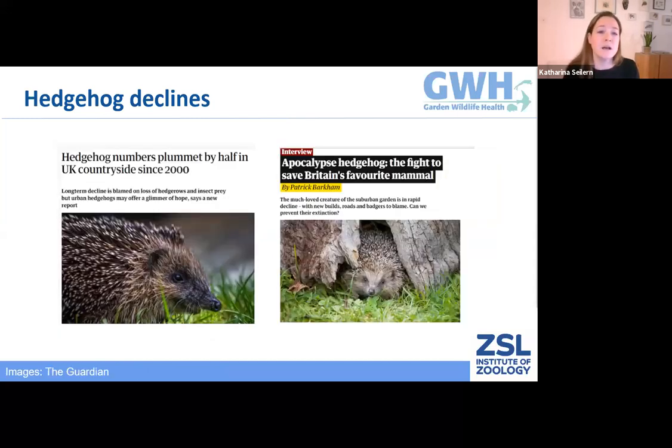So our current understanding is that this is likely to be a multifactorial issue, including things like habitat loss, therefore habitat fragmentation, and leading to road traffic accidents. And within the Garden Wildlife Health Project, we're trying to look into whether any disease might be a contributing factor to this problem that the hedgehogs are facing.